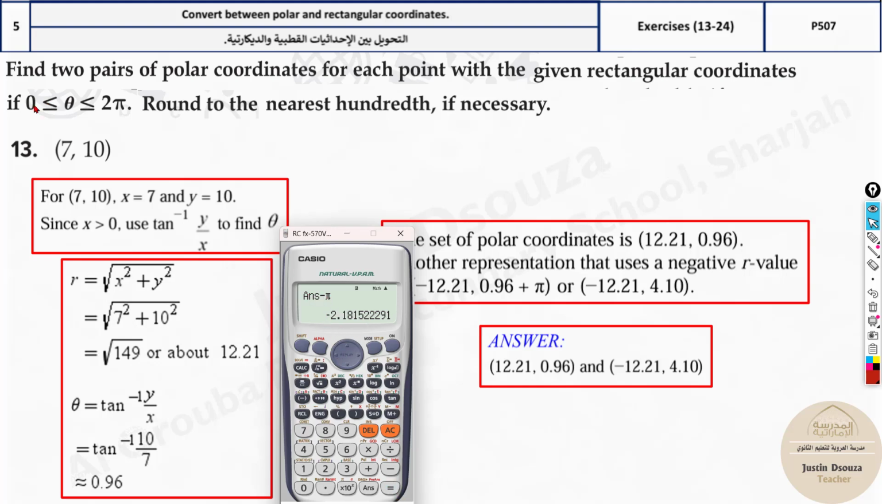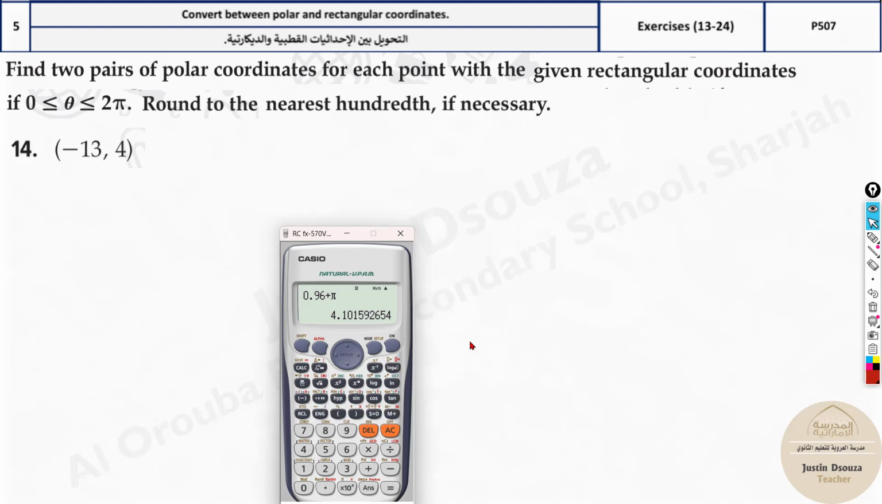It becomes negative, so it's not within the range. So you just try plus and minus. If it goes negative, ignore it, just add it up. So 0.96, if I subtract pi, look, it's becoming negative, so I just add the value and it is 4.1. That's the reason. But remember, whenever you add or subtract pi, keep the minus sign on r. And look, the calculator is in radian mode. That's the only reason I'm getting the correct answer.